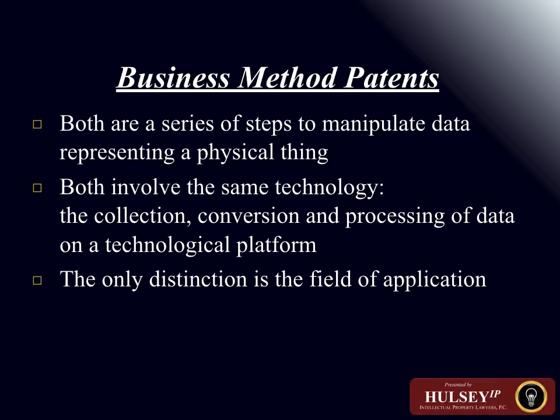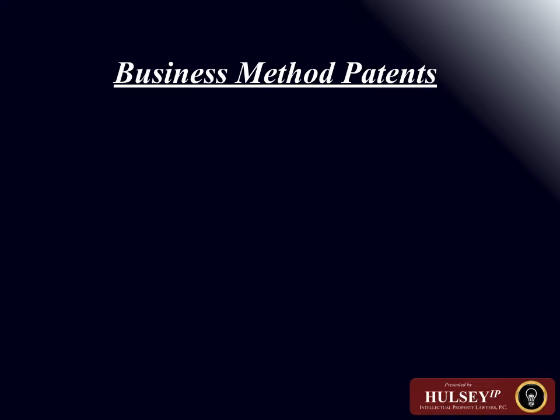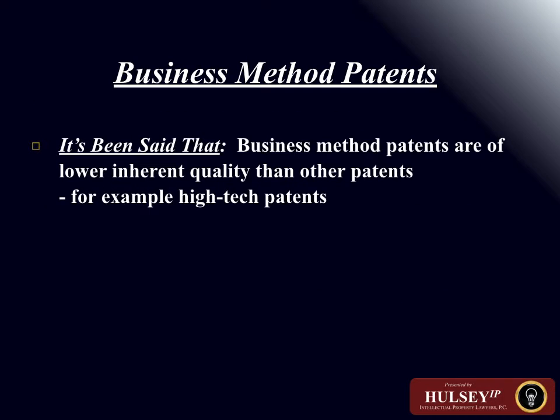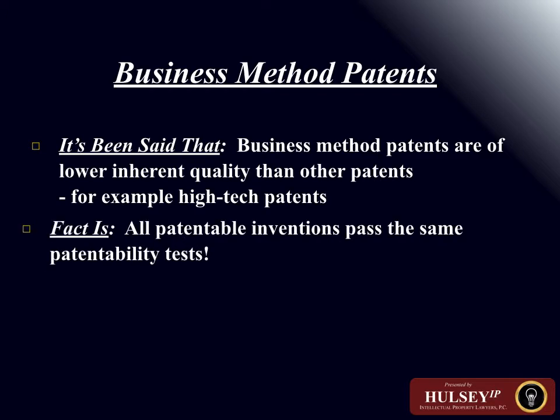The patent is a contract with the government. In exchange for the inventor teaching the world about his invention, the government, and in the United States, the U.S. federal government, provides the inventor with the ability to exclude others from practicing the invention for the period of 20 years from the filing date of the application.